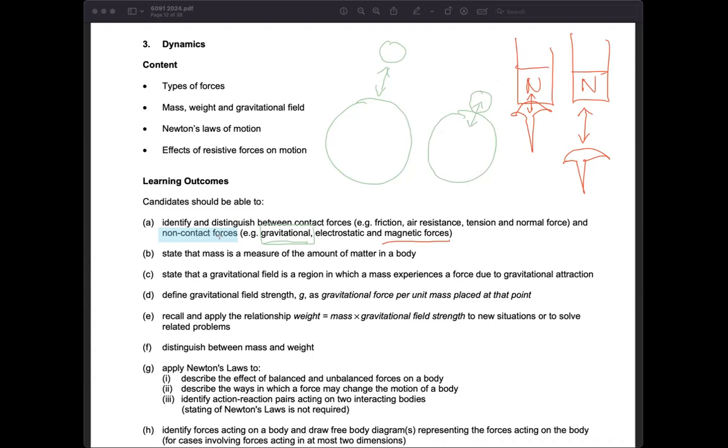Brian is saying that non-contact force is just a force that can act without contact. If that's the case, what you say is correct. It is a force that can act without contact, but when they are in contact, it doesn't mean that they are contact forces. Brian, are you clear?